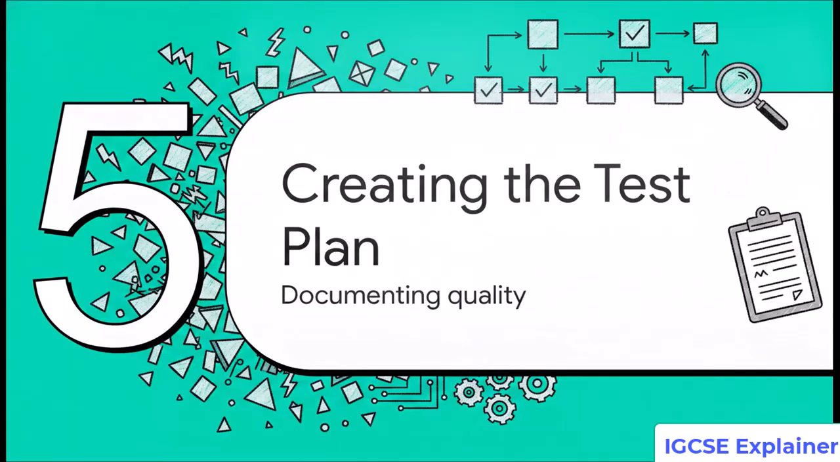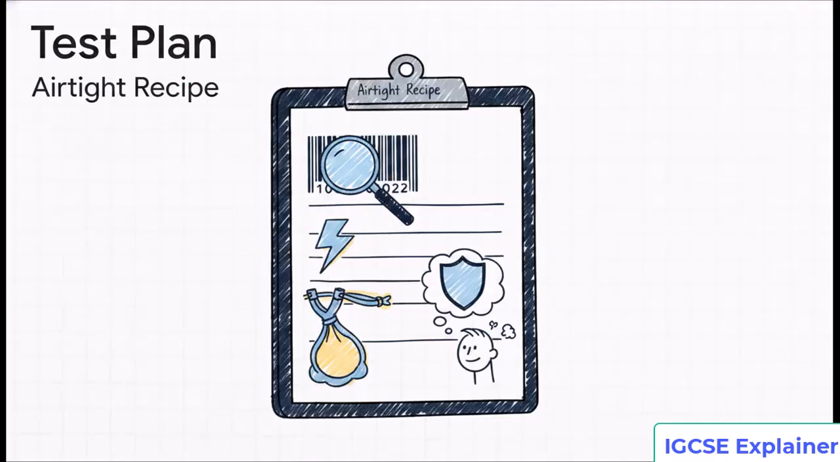Section 5. Creating the test plan. How we document quality. Now, this whole breaking process might sound like pure chaos, but I promise you it's meticulously documented. Engineers use a professional standard called a test plan. Think of it like an airtight recipe that guarantees not a single interrogation point gets missed. Every test requires 4 core elements: the test ID for tracking, the specific data input that's being weaponized, the expected outcome, and finally, the actual outcome of what the system actually did when it was under attack.